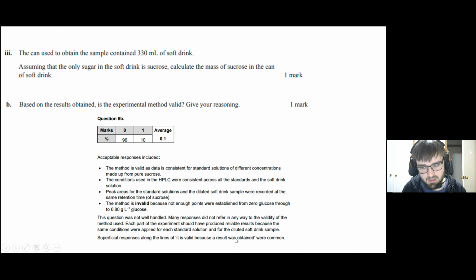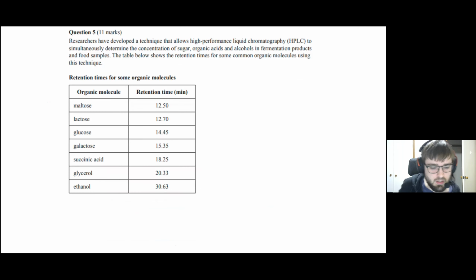Yep, so as it says here, make sure you're actually saying something. It is valid because the result was obtained doesn't mean anything. You can get a very wrong result, you can get many results, and still have them be invalid results. All right, and I think this is our last one.